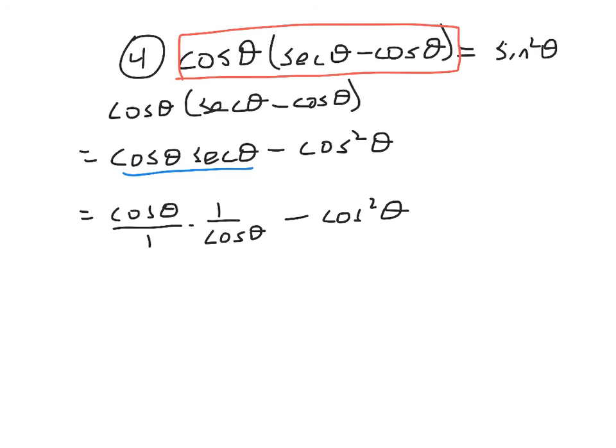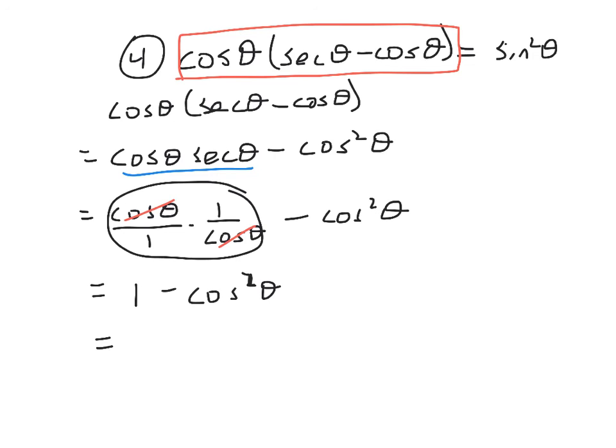Now, I think you guys can see here that those are going to cancel. And if I cancel those, everything canceled there. That just leaves me 1 for this whole piece minus cosine squared, and then we just did that in the last problem. 1 minus cosine squared using a Pythagorean identity can become sine squared.